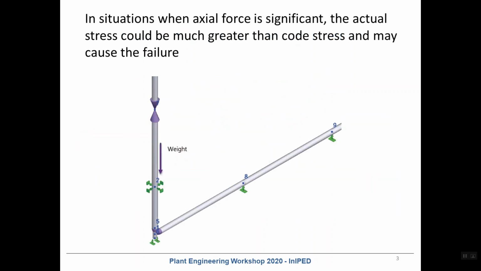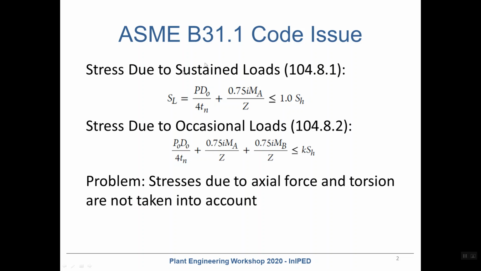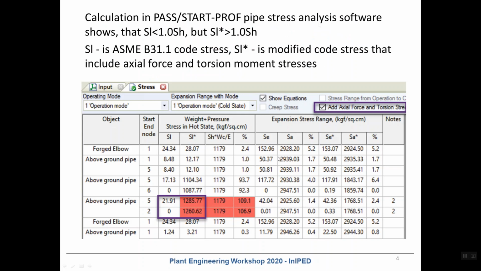Now let's check this model. For example, we have a very tall riser, a very tall pipe with a great weight. In this model we will have a very high axial force and the stress caused by this axial force will be very high, but the ASME B31 code ignores this stress and doesn't take it into account. So let's check this model using the StarProf software.